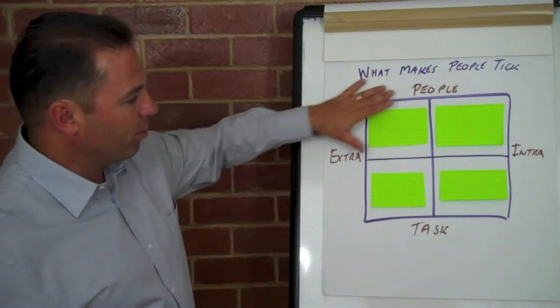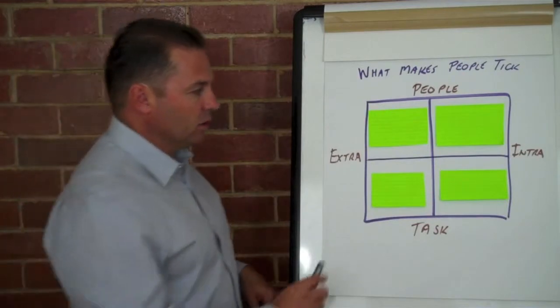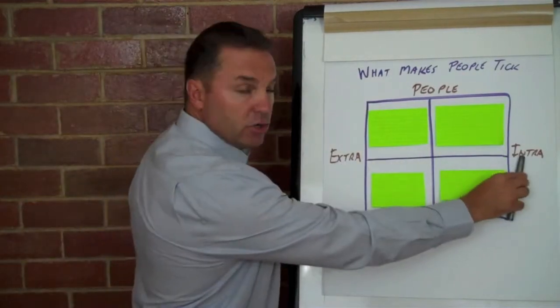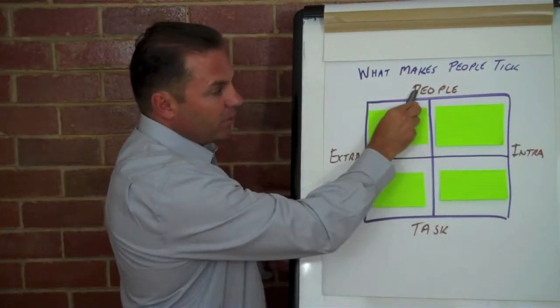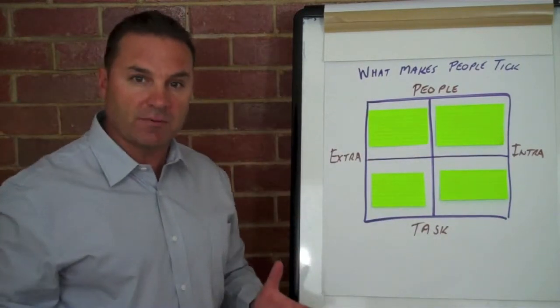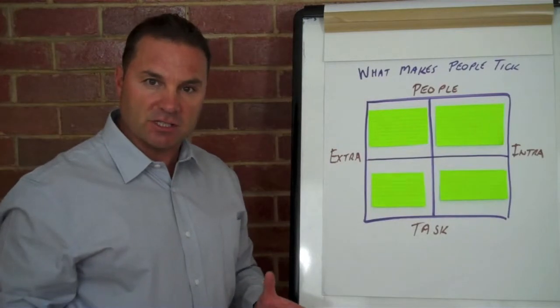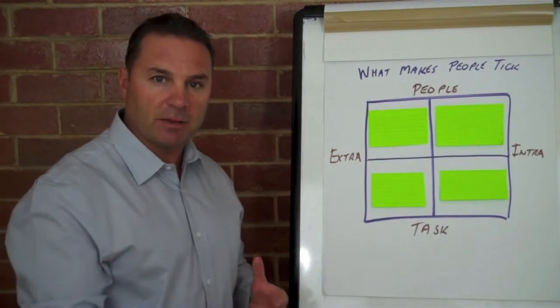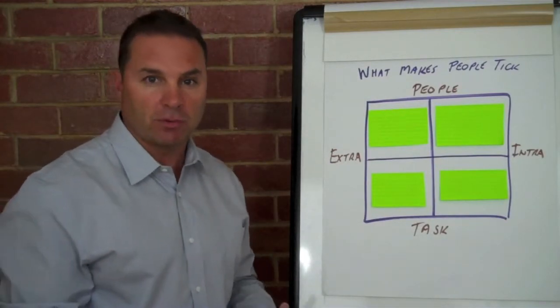So there are four parameters with this particular tool. We have the extroversion and introversion parameters, and we have people focus and task focus. None are right or wrong, they're just preferences. So remember, with preferences, it doesn't mean that you can't do the other behaviours, it's just not your preference.